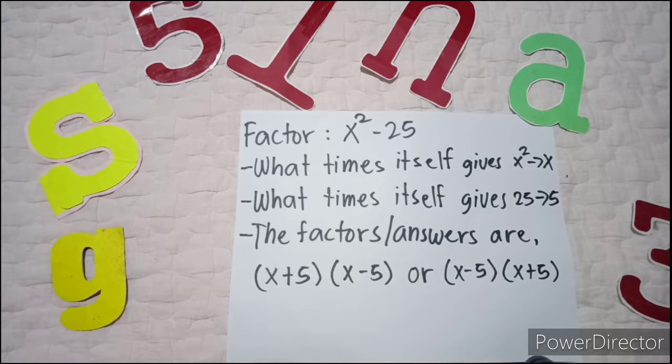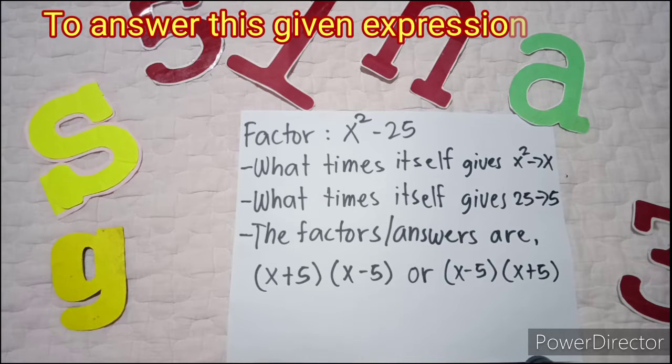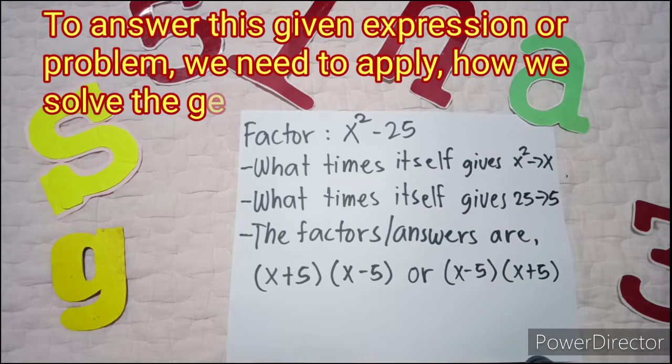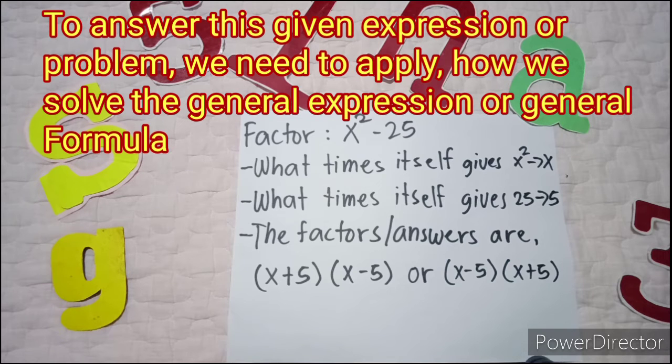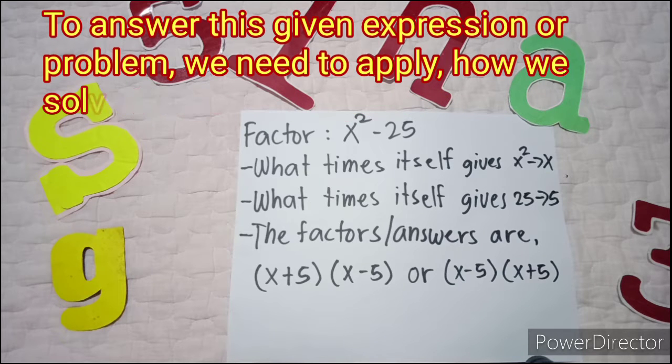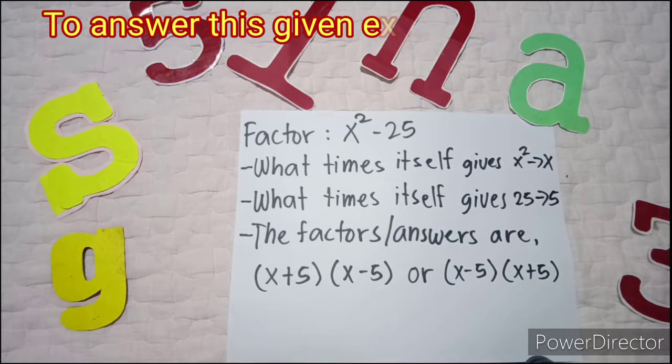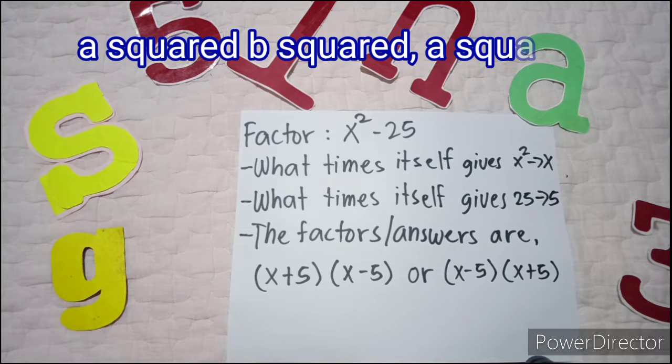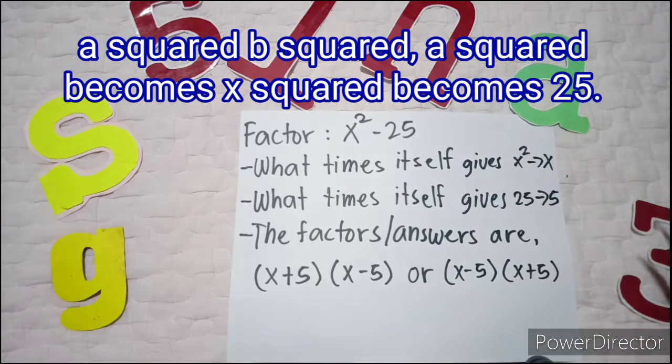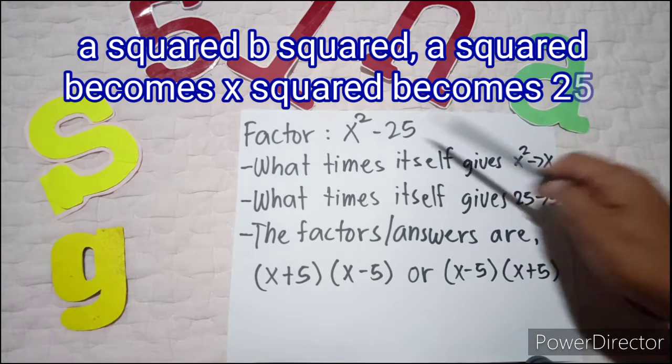Example number 1. Factor x squared minus 25. To answer this given expression or problem, we need to apply how we solve the general expression or the general formula a squared minus b squared. Let a squared become x squared and b squared become 25.